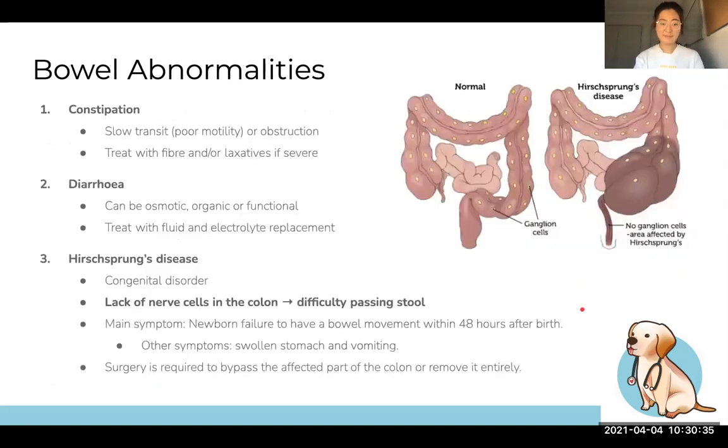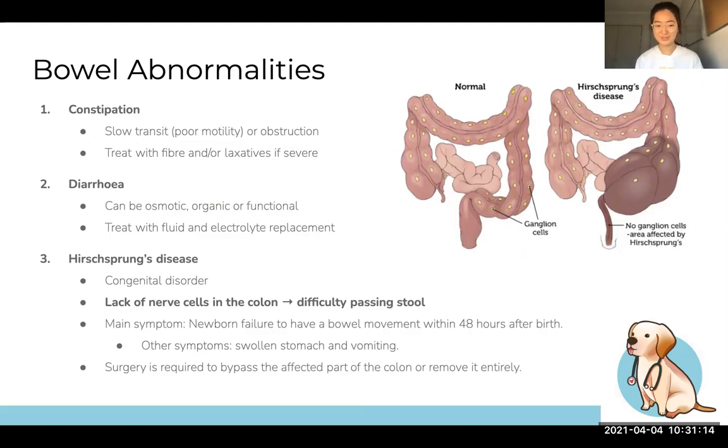So a couple of abnormalities to know about. First, constipation, when you don't have enough fiber or perhaps excretions in order for your stools to pass through. So either poor motility or some kind of obstruction. And to treat that, treat the underlying cause as well. If they're not drinking enough water or not getting enough fiber, changes in diet would help with that. But if it's severe, then laxatives are the way to go. We'll go through laxatives a bit more when we talk about pharmacology. But constipation, that's pretty much what you do. For diarrhea, it's the opposite side of the spectrum.